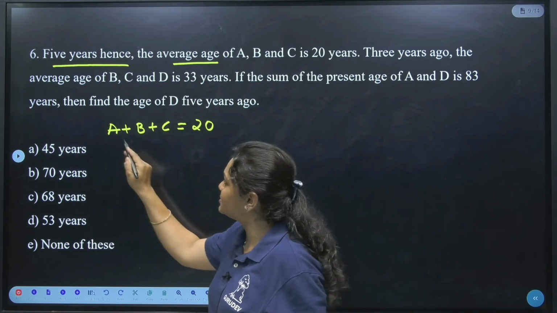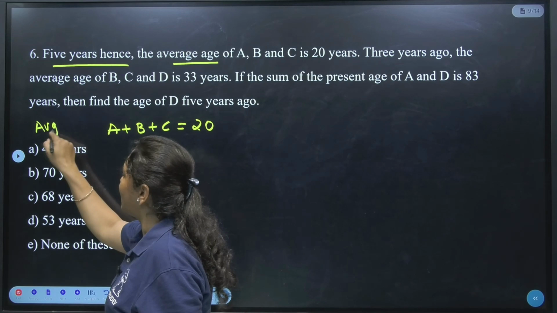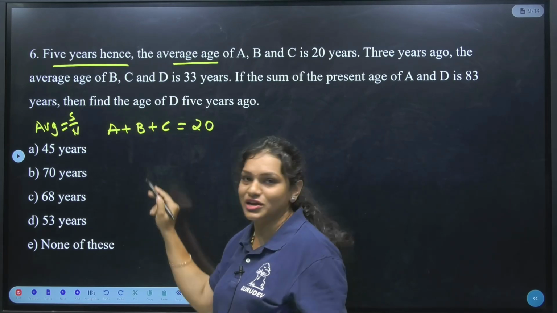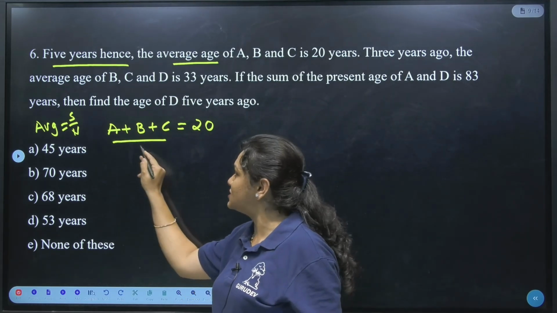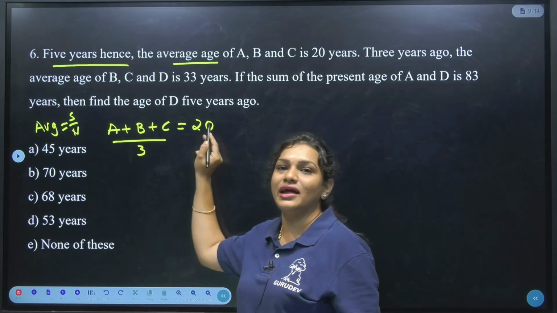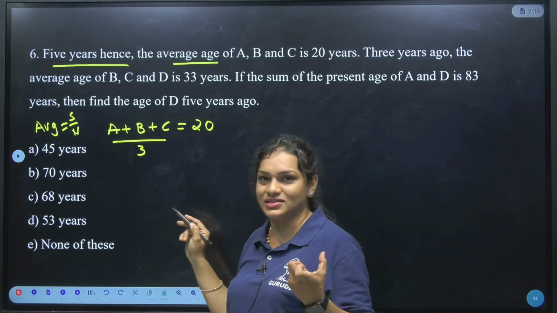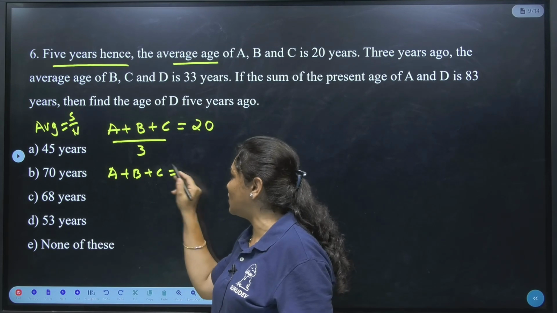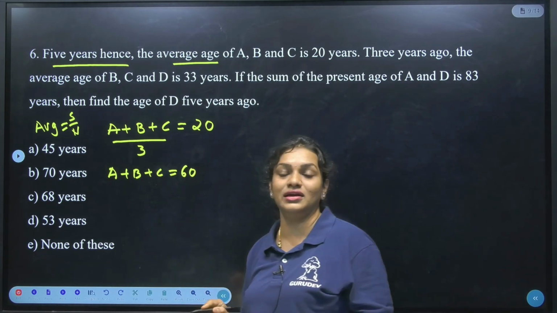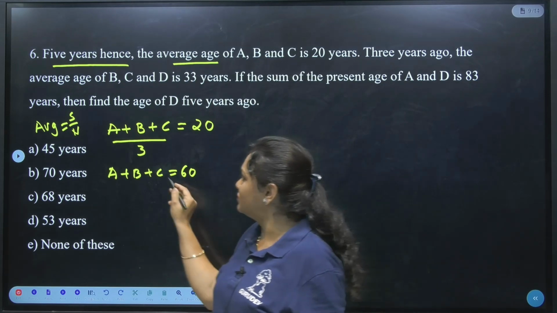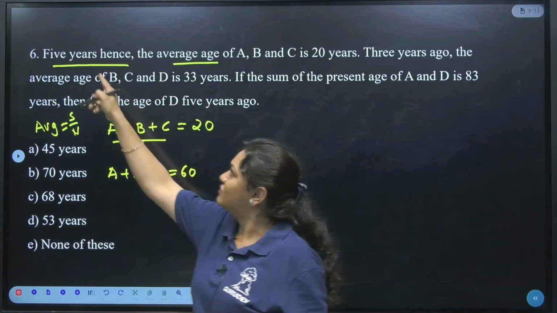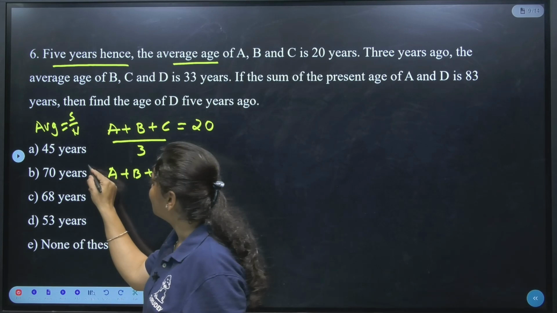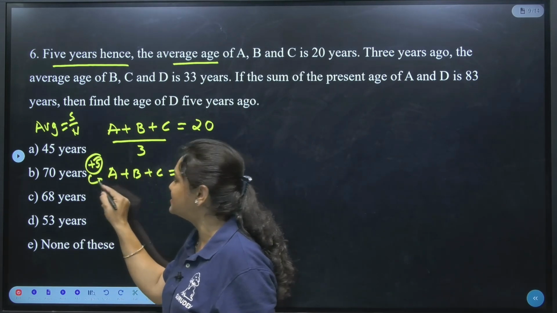I hope you know what average is. Average is equal to sum upon number of observations. Am I right? Yes. Now, how many persons are there? 3 persons are there. So sum upon n, and the average they have given is 20. With the help of this, if I simplify, A plus B plus C, which is 20 into 3, gives 60 years. The sum of these 3 persons' ages is 60 years. Try to understand here, whatever sum is given, this is of the age 5 years hence.